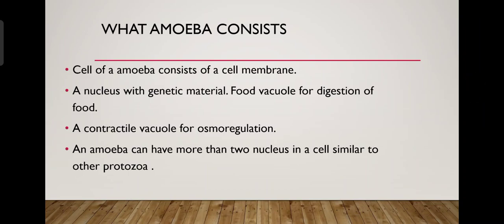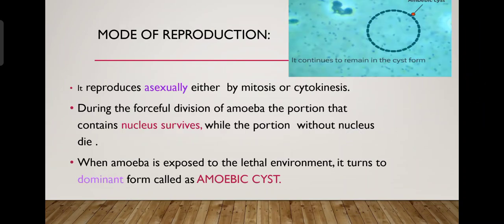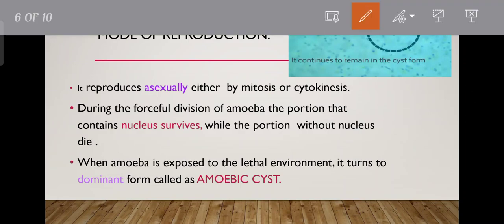Let's begin with the mode of reproduction. The amoeba can reproduce asexually, either by mitosis or cytokinesis, but during the forceful division of the amoeba, the portion that contains the nucleus survives, while the portion without nucleus dies. This is an important phenomenon.